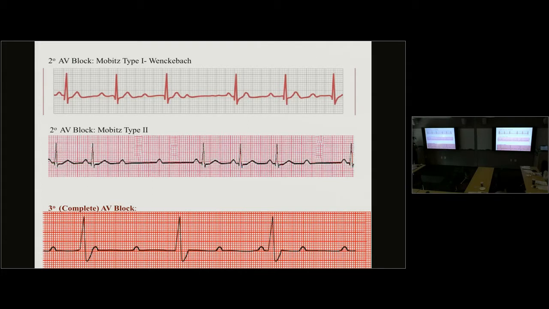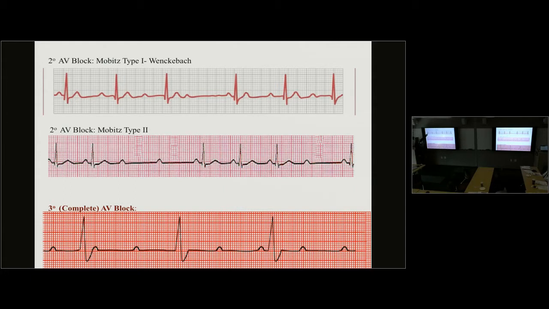Second degree AV block is when you're having more difficulty getting the electrical impulse to travel through the heart. There's two types of second degree. There's something called Mobitz type 1, which we all just usually say Wenckebach. And I'll just show you what it is, not because you necessarily have to know this, but because it's kind of a fun, cool thing. Not if you have it, though.